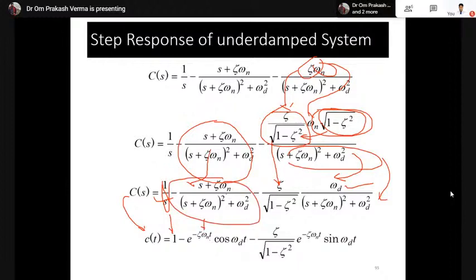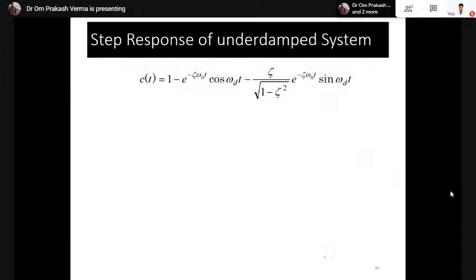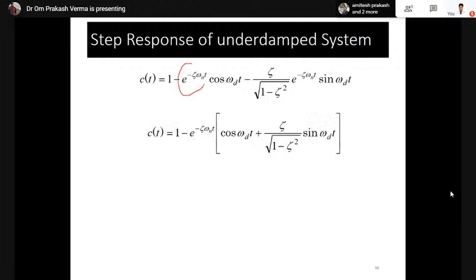And this is e to the power minus zeta omega n t into cos omega d t, and then zeta upon root 1 minus zeta square into e to the power minus zeta omega n t into sine omega d t. So there is no problem in this equation, but it is very important. The value found is c(t) equals 1 minus e to the power minus zeta omega n t into cos omega d t, minus zeta upon root under 1 minus zeta square e to the power minus zeta omega n t into sine omega d t. So this is the final equation. Now we can take the common term e to the power minus zeta omega n t, and we have defined it like this.